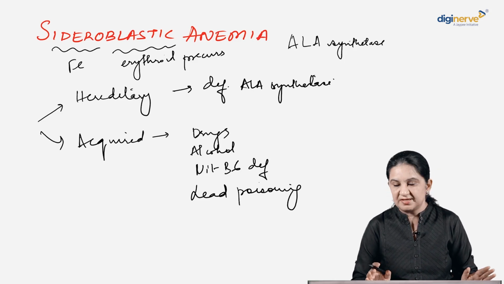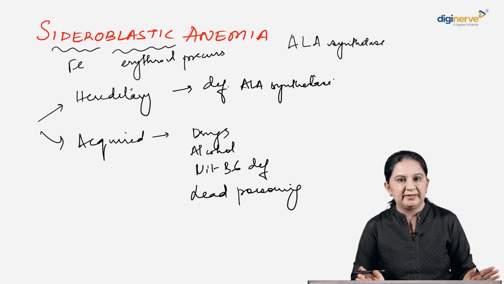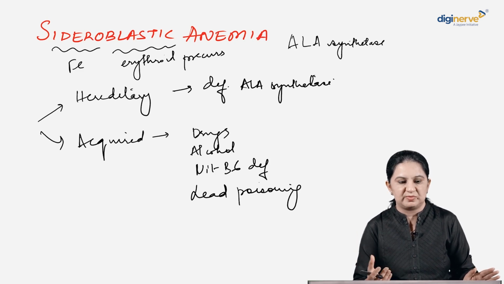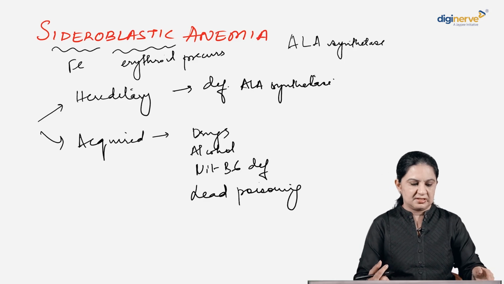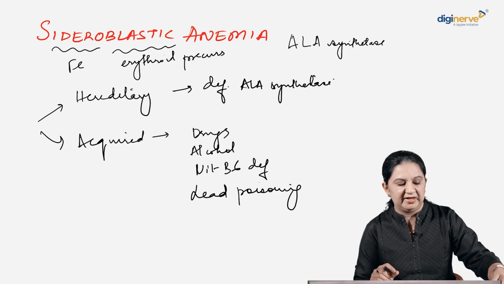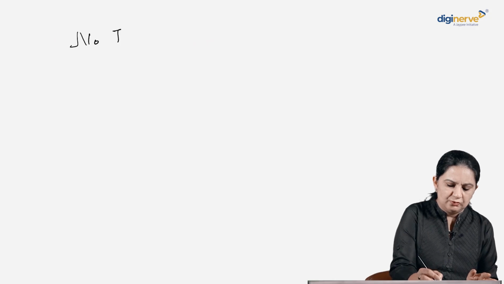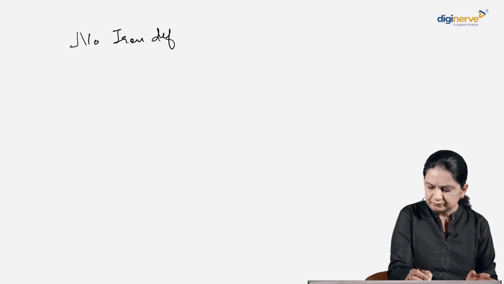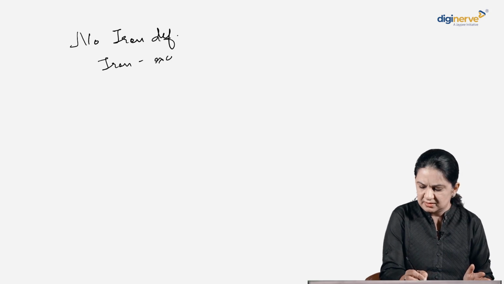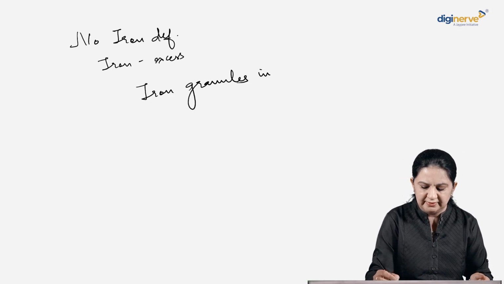So, please remember, there is no problem in the iron metabolism, no deficiency of iron, only the heme cannot be synthesized. That is because of ALA synthetase. Please remember the pathology of each and every anemia. It is very important. So, what happens? As I already told you, there is no iron deficiency. In fact, iron is in excess. What will you see? You will see iron granules in the blasts.